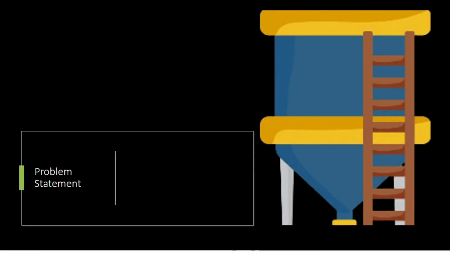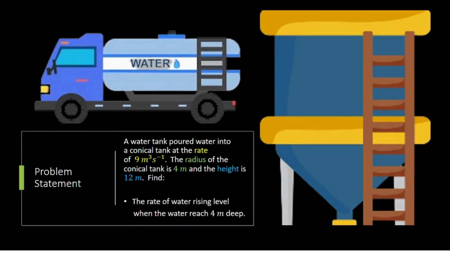Problem statement. Water is poured into a conical tank at the rate of 9 meter cubed per second. The radius of the conical tank is 4 meter and the height is 12 meter. We have to find the rate of water rising level when the water reaches 4 meter deep.